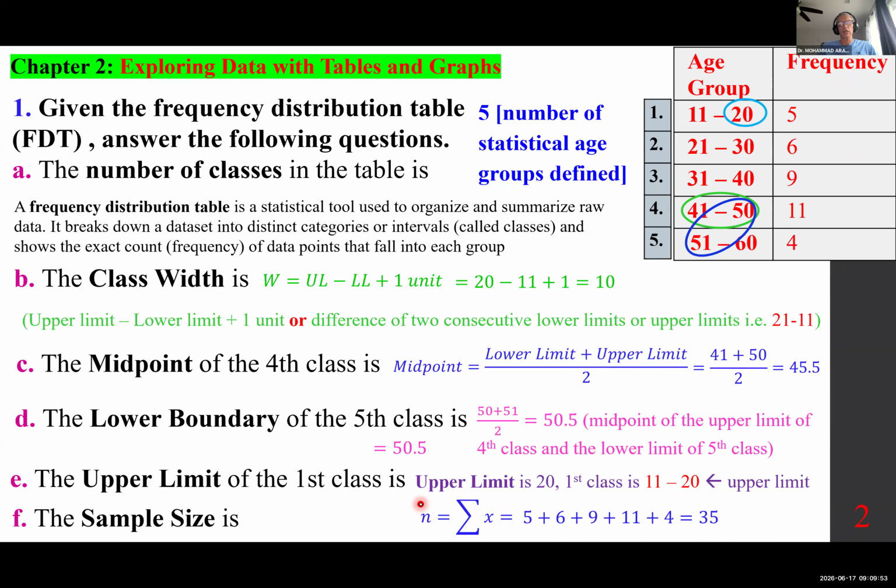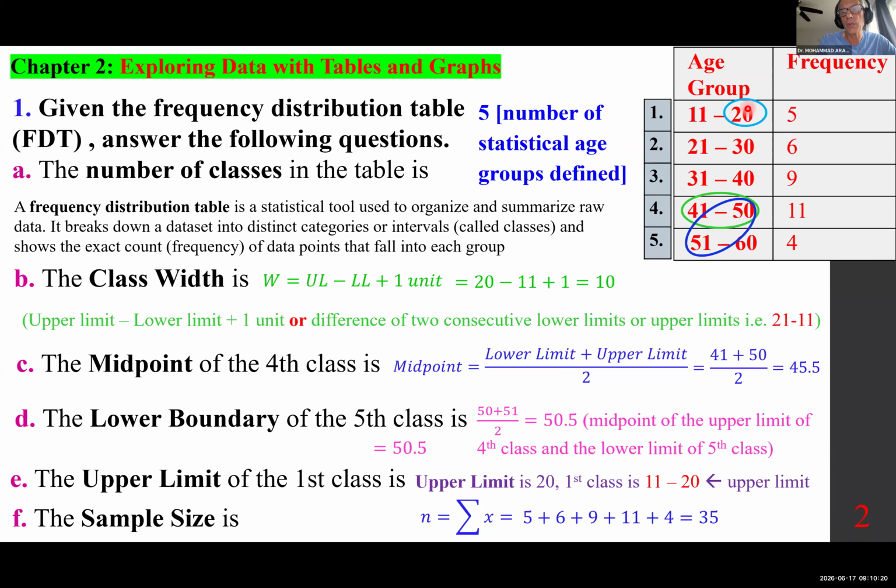So a quick recap. We have a frequency distribution table. Raw data has been summarized, as you can see. 11 to 20, we have 5, so on and so forth. Therefore, this gives us 1, 2, 3, 4, 5 groups or classes.